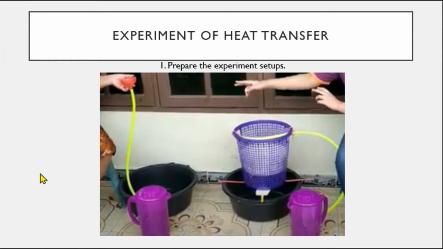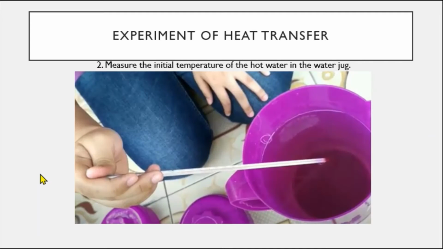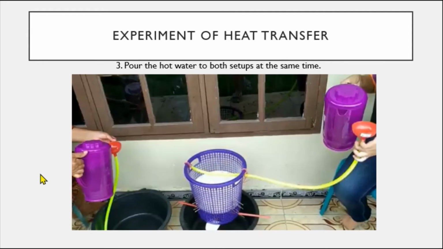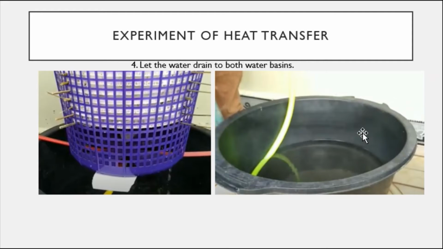This is the procedure of the heat transfer experiment. First, prepare the experiment setups. Second, measure the initial temperature of the hot water in the water jug. Third, pour the hot water to both setups at the same time. Fourth, let the water drain to both water basins.